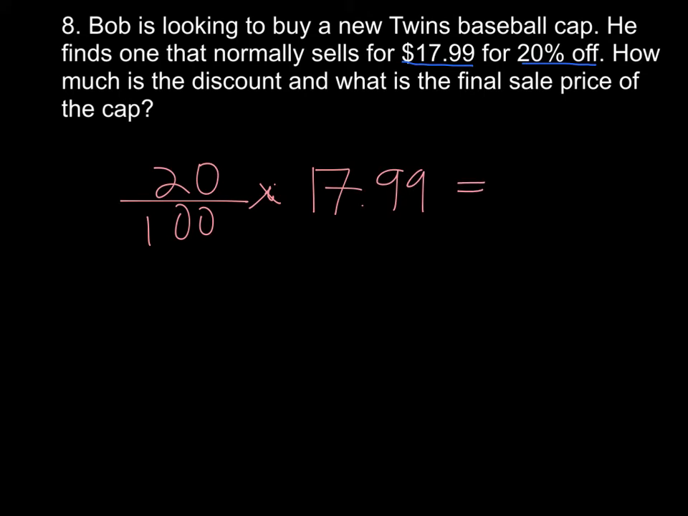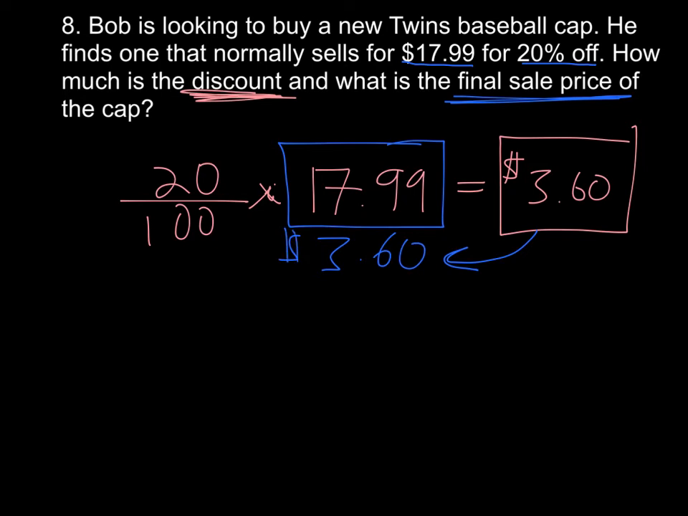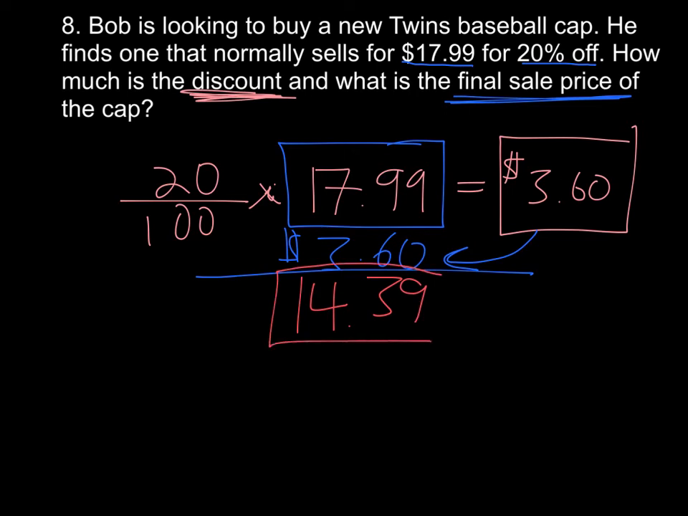If I do that, I'm going to get about $3.60. This is the discount amount. This is how much money he's going to save because it equals 20% of $17.99. But it also asks us for the final sale price. So I have to take the original price and subtract $3.60, which is the amount I'm saving. If the original price was $17.99 and I'm saving $3.60, then the final price is going to be $14.39. And that answers the question. $3.60 is the discount, $14.39 is the final price.